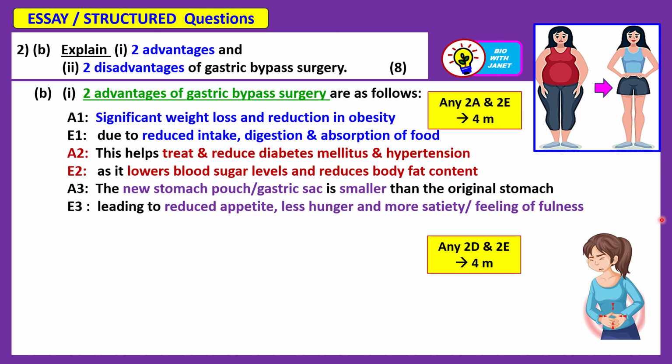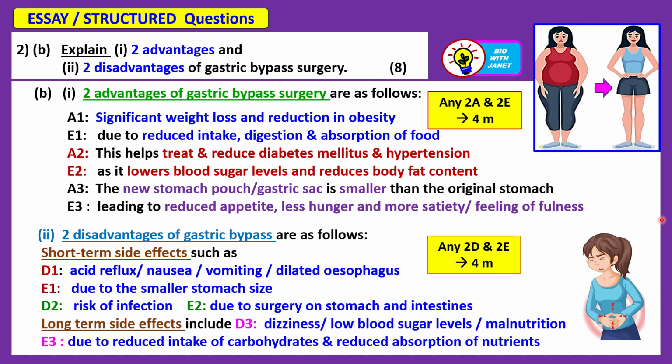Now, what are the disadvantages? So, 2 disadvantages of gastric bypass surgery are as follows. Now, you can talk about the short-term effects or the long-term effects. Let's start with the short-term effects. D1, disadvantage 1, acid reflux, nausea, vomiting, or dilated esophagus. E1, due to the smaller stomach size.